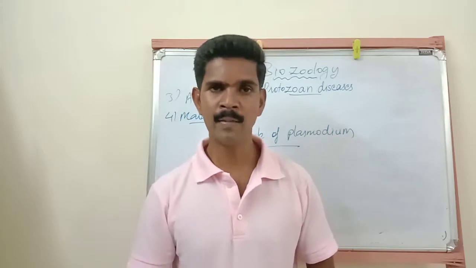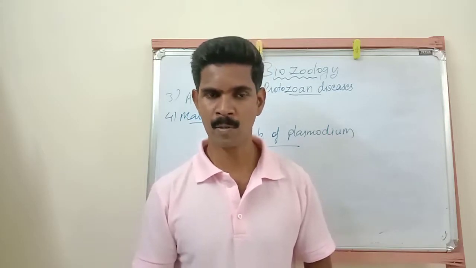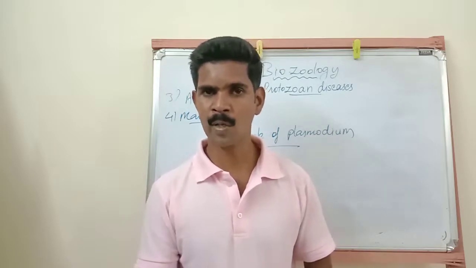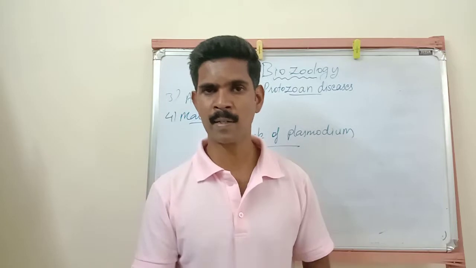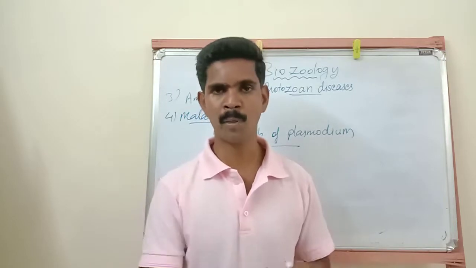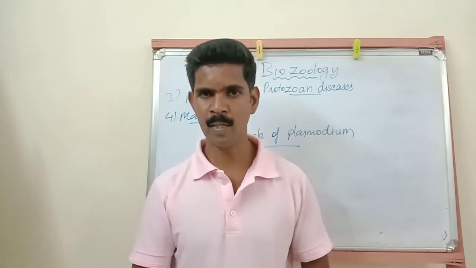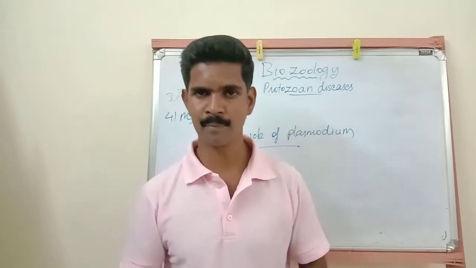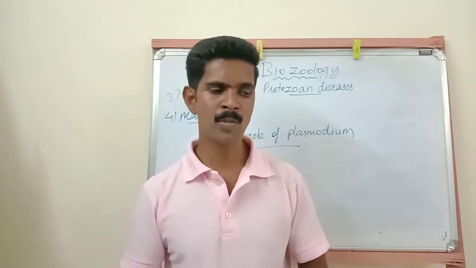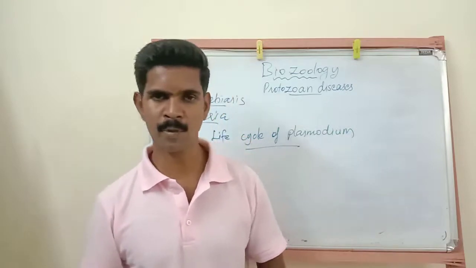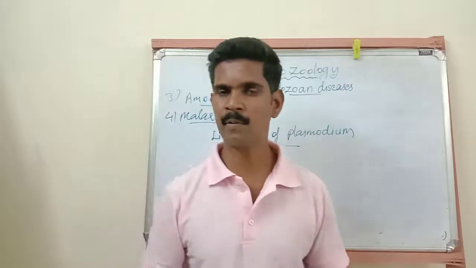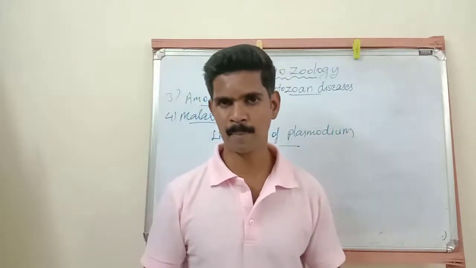When this female Anopheles mosquito bites a healthy person, automatically the sporozoites are released from the salivary gland of the mosquito into the human body. Okay, now one cycle is completed and the next cycle starts. So this is the life cycle of Plasmodium. It's a very important question and a very important 5-mark question.